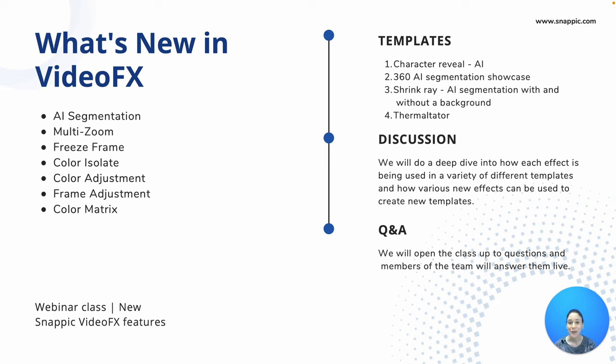We'll be looking at a few templates to give you the examples and also show you how they work and how you can use them when creating a new template or adjusting a preset template. The templates we'll be looking at today will be the Character Reveal AI, the first one. Secondly, the 360 AI Segmentation Showcase template. Thirdly, Shrink Ray AI Segmentation with and without background, so there'll be two examples. And the fourth template we'll be looking at is the Thermal Tater.